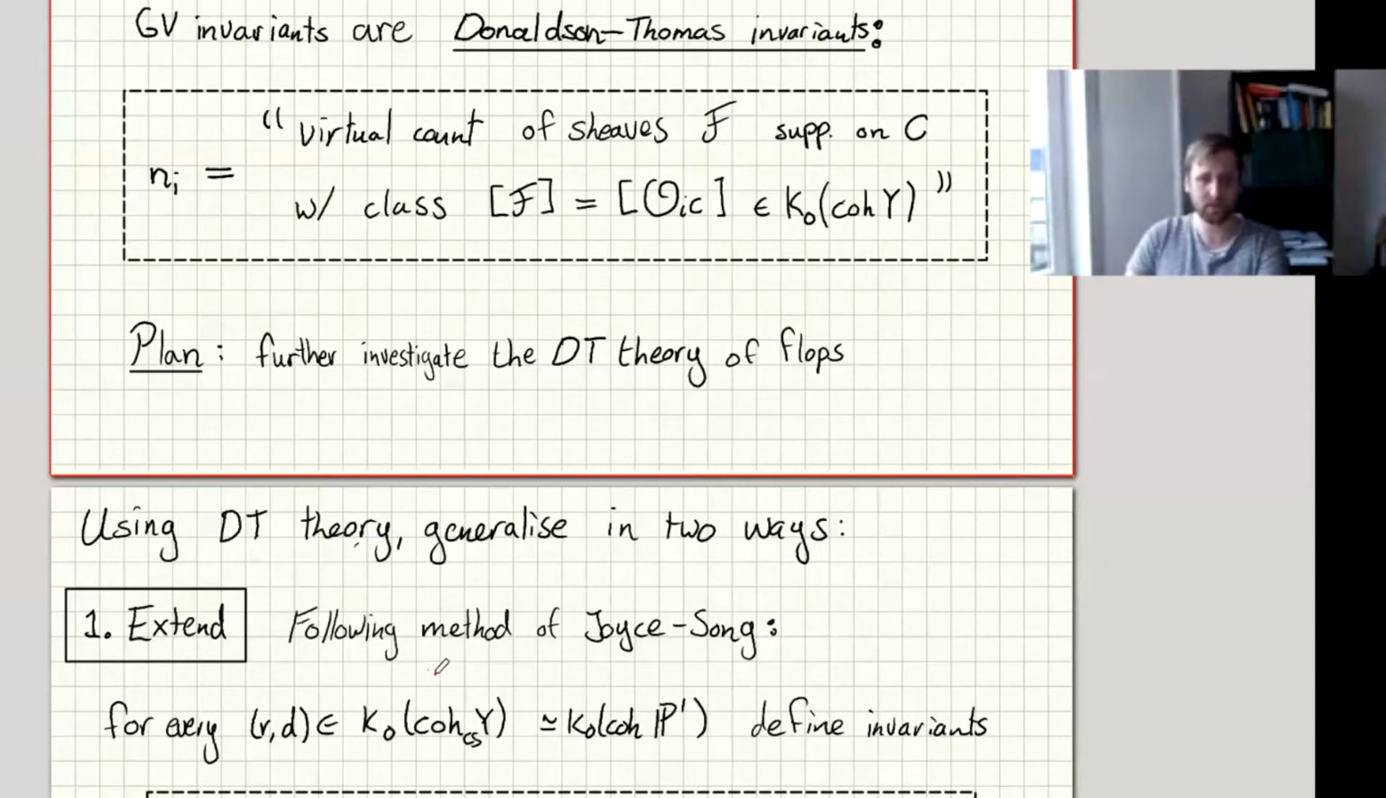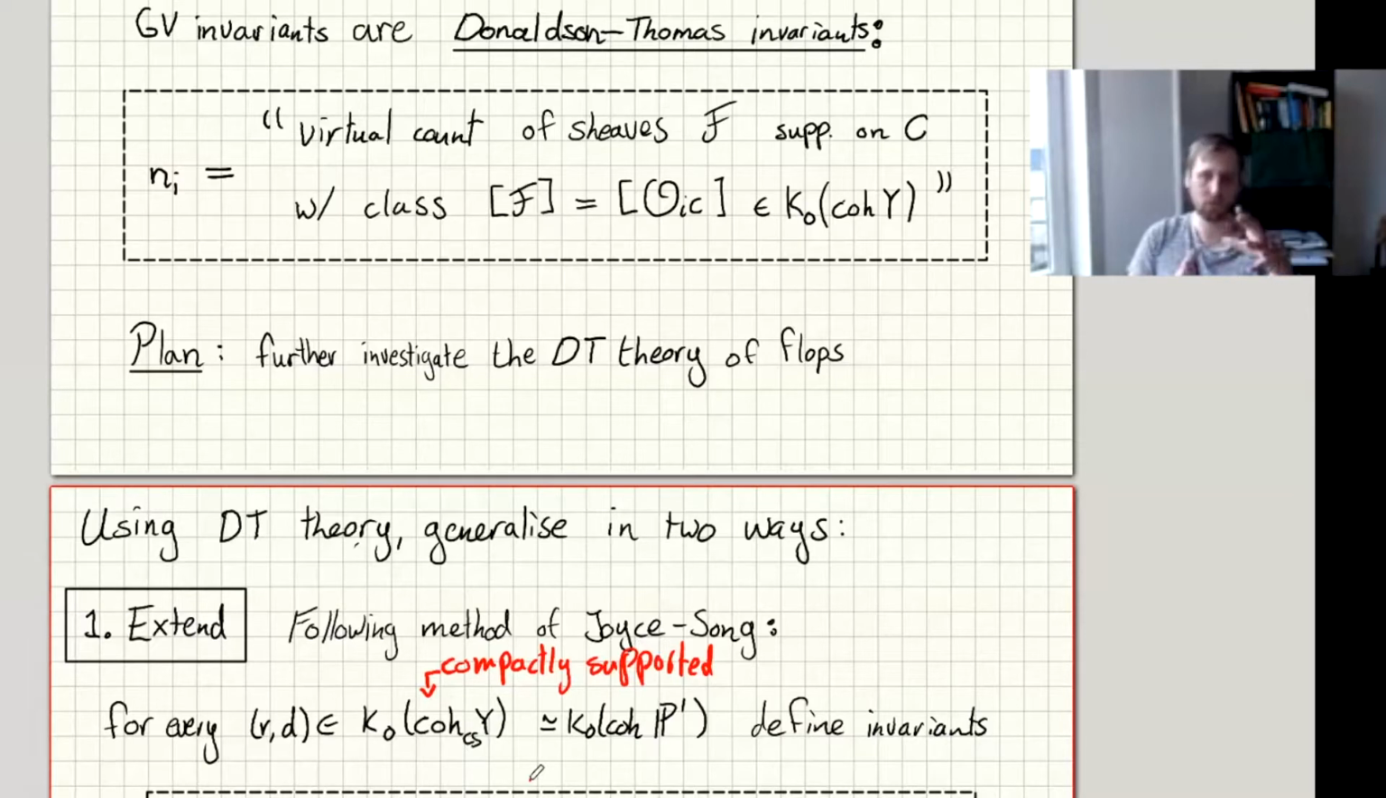So if we look at the K-theory of compactly supported sheaves, with support on our curve, that's basically just the K-theory of the curve itself, given by a rank and a degree. Then we can define invariants for every choice of rank and degree. And these GV invariants will correspond to specific choices of classes.